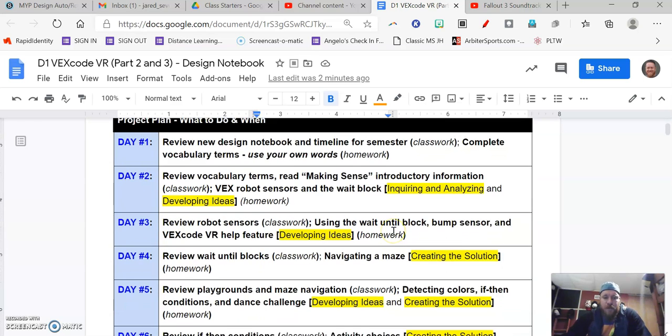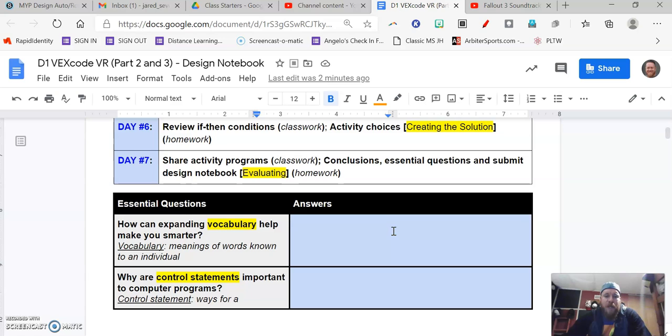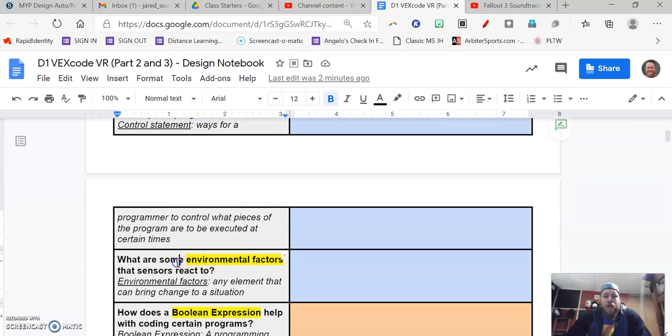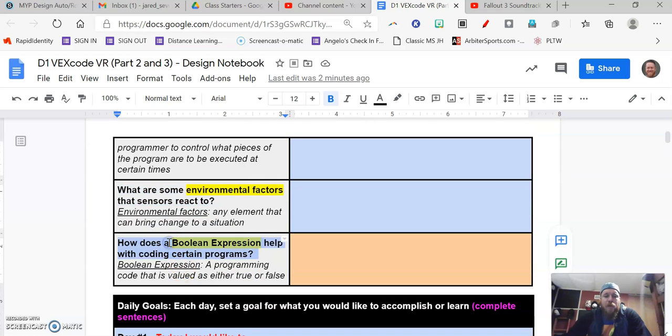All right, so as we scroll through here, we see our essential questions. We should have answers to all of these questions over here on the right-hand side. How can expanding vocabulary help make you smarter? Why are control statements important to computer programs? What are some environmental factors that sensors react to? And how does a Boolean expression help with coding certain programs?